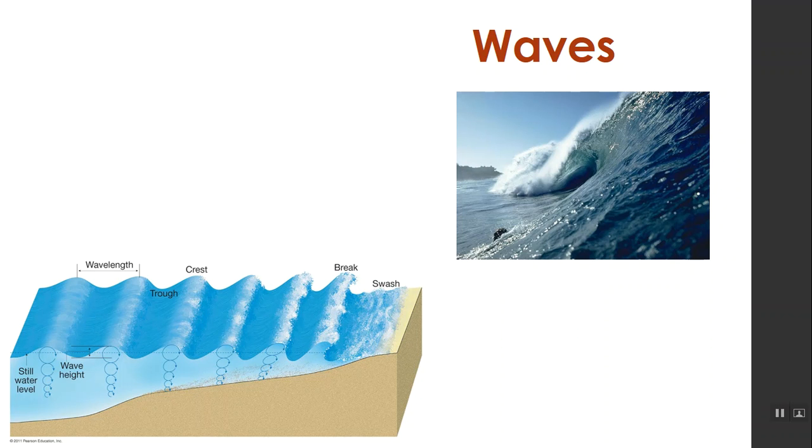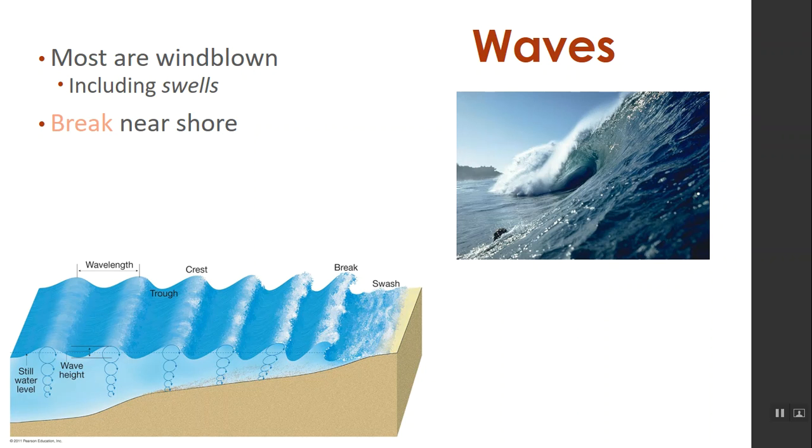So first we're going to talk about waves. Waves are mostly wind blown, right? You have big open oceans where wind is blowing across that ocean, with lots less friction and fewer things to run into, so those wind speeds can get quite strong. This includes swells, which are also mostly wind blown. And these waves will break near shore.